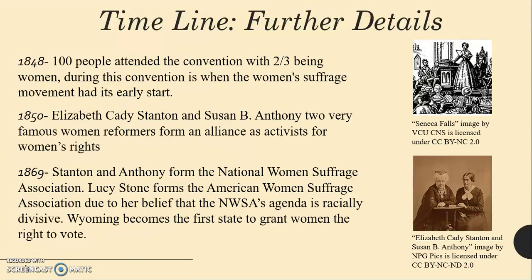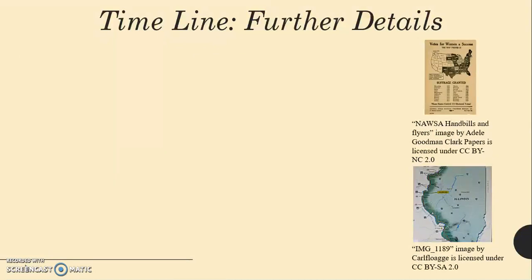And in 1869, Stanton and Anthony formed the National Women's Suffrage Association, which they used to begin to get that momentum that they were looking for, get more supporters, get more of their point out there, to get people to see that the changes that they wanted were for the better. And then Lucy Stone forms the American Women's Suffrage Association because she believed that the NWSA was racially divisive. They felt that they were more leaning towards white women's rights and not all women's rights. And then Wyoming becomes the first state to grant women the right to vote.